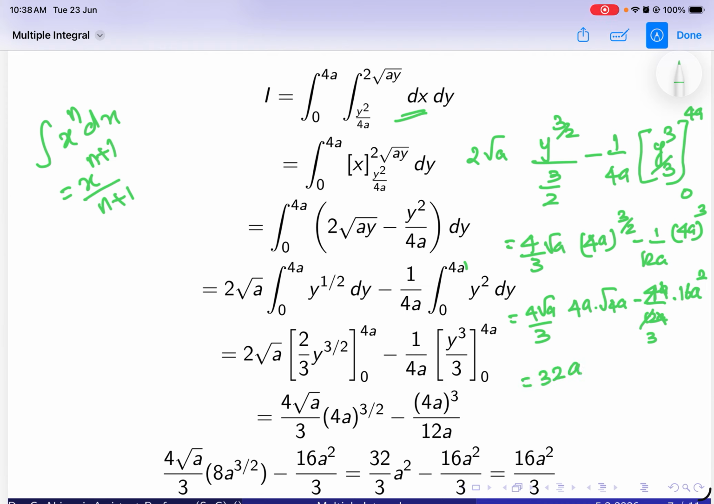Root a a squared divided by 3 minus 16a squared divided by 3. So 32 by 3 minus 16 by 3 is 16 by 3 a squared. This is the final answer. Okay.